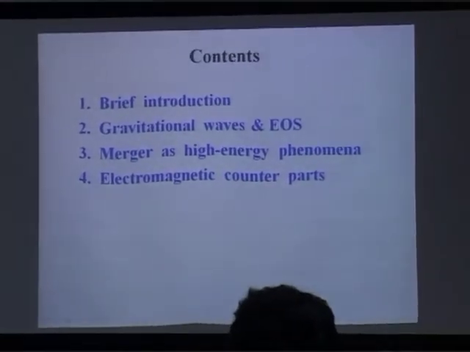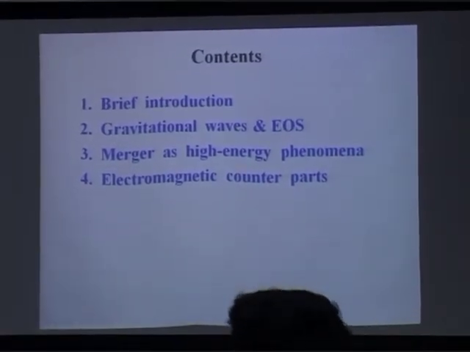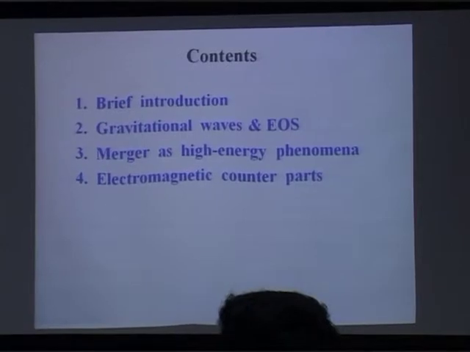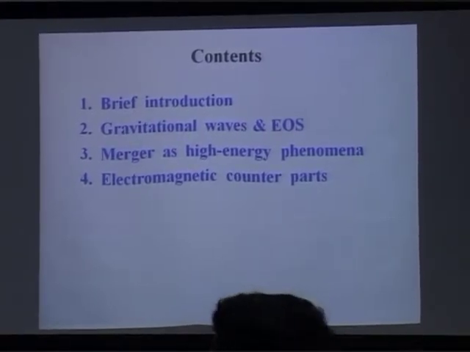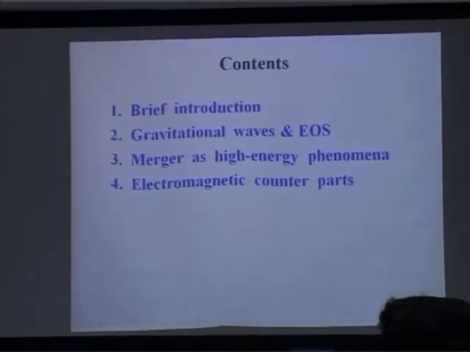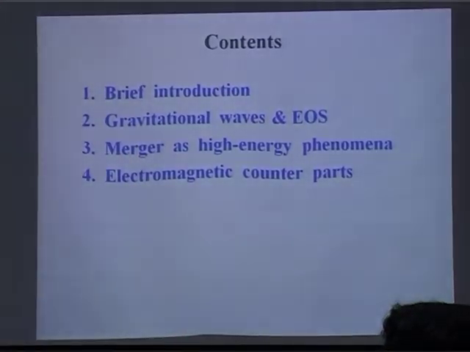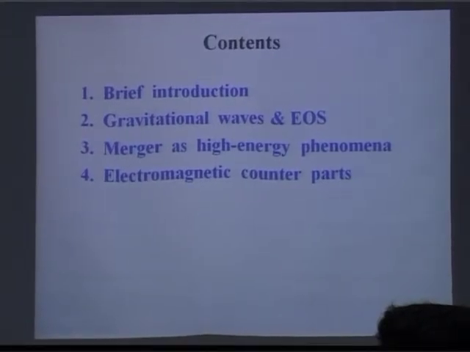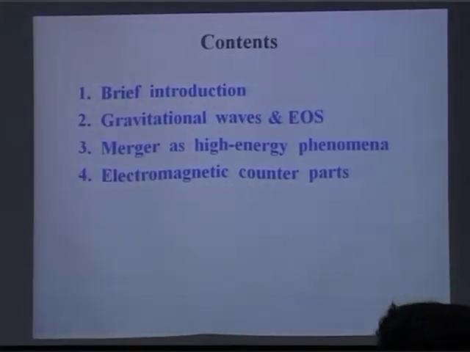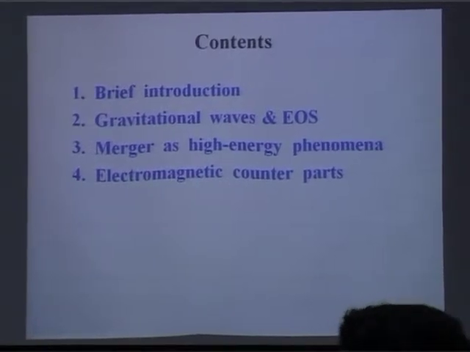This is the plan for this talk. After a brief introduction, I'll talk on the gravitational waves from binary neutron star and black hole neutron star binary, and discuss the possibility to extract the equation of state of neutron stars, which is still partly unknown. And I'd like to present a couple of simulation results for the merger as a high energy phenomenon, in the range of gamma ray bursts. So numerical relativity studies play an important role for exploring such possibilities. And finally, I'd like to talk on the electromagnetic counterparts of binary neutron star mergers. This is a very hot topic in recent years, and I'd like to give some introductory talk on this.